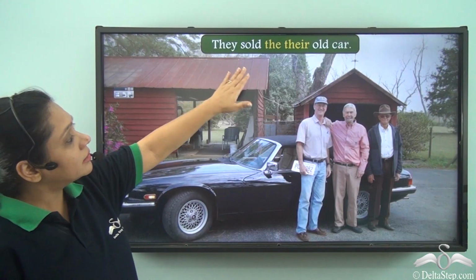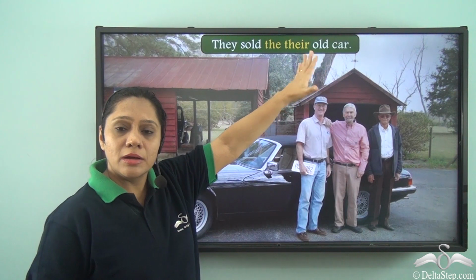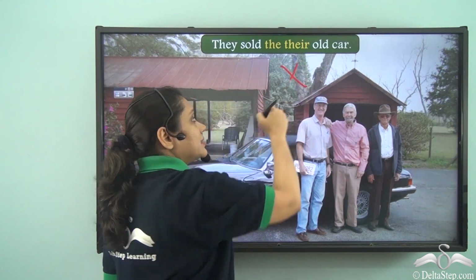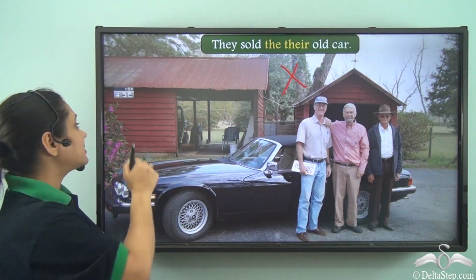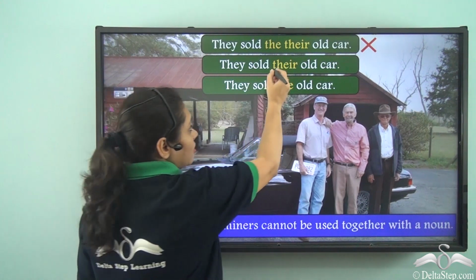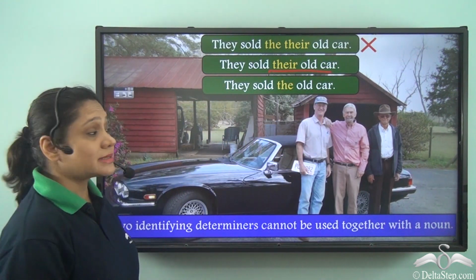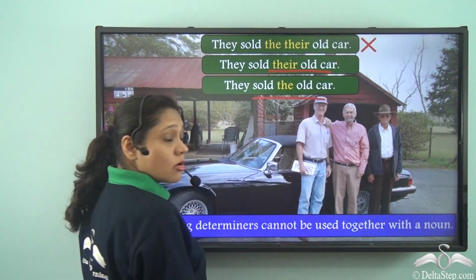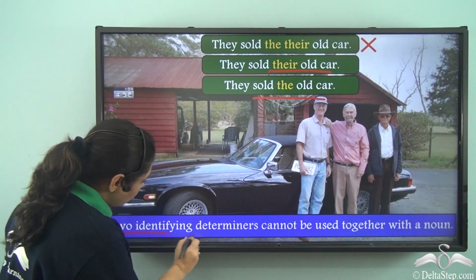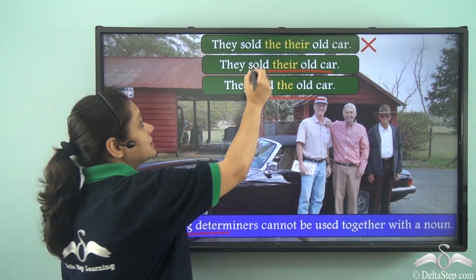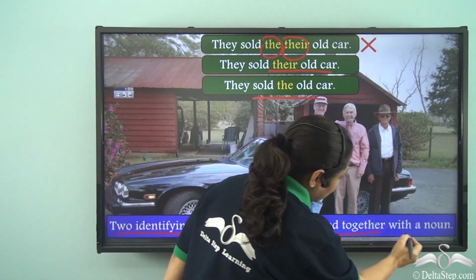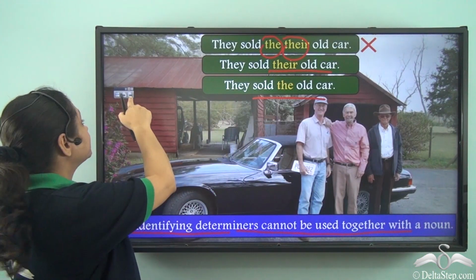They sold their old car. Do you think this sentence is correct? No, this sentence is not a correct sentence. Now we could either say they sold their old car or we can say they sold the old car. So what do we see? We see that two identifying determiners like the and their cannot be used together with a noun.